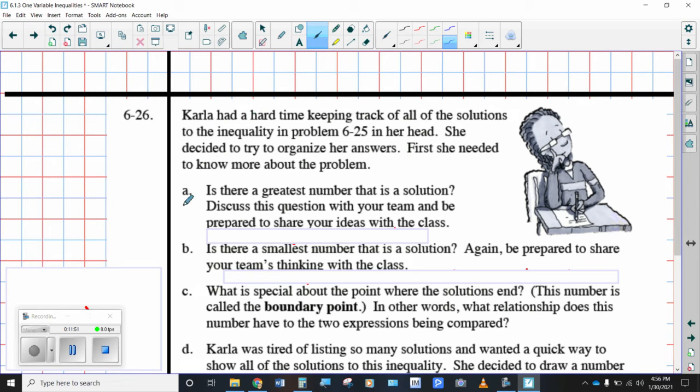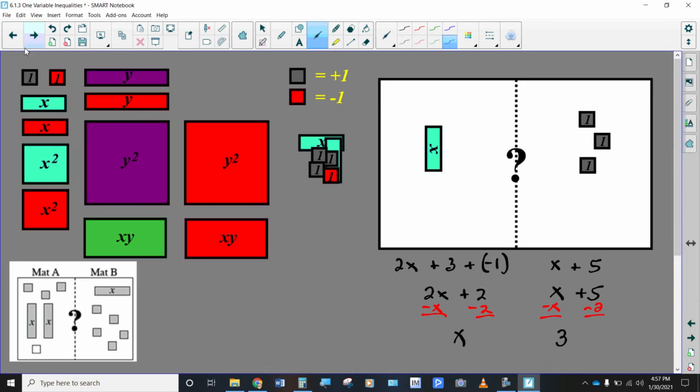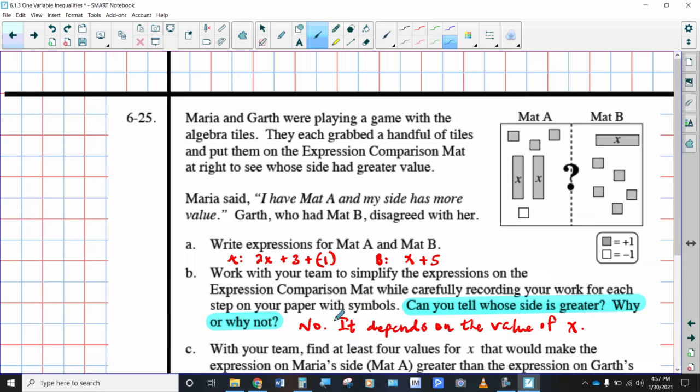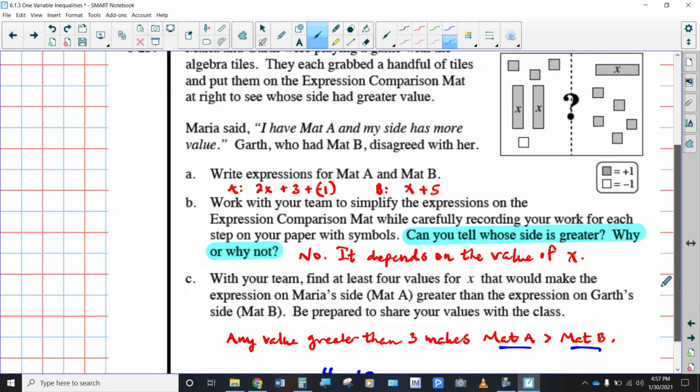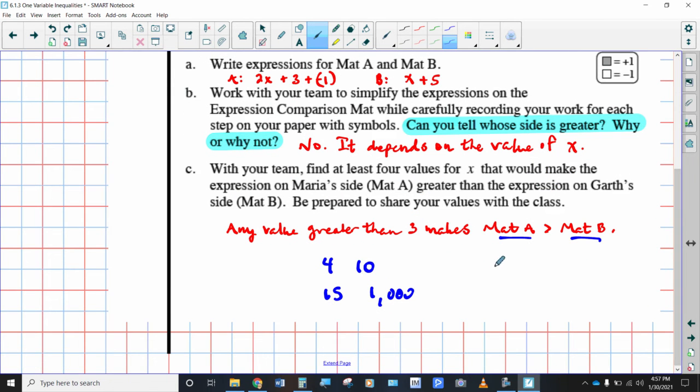I had a hard time keeping track of all of the solutions, which makes sense, right? Who wants to list every single one of the infinite number of solutions here? She decided to try and organize her answers. First, she needed to know more about the problem. And so it says, is there a greatest number that is a solution? What's the greatest possible value that you could show as a solution that makes mat A greater than mat B?